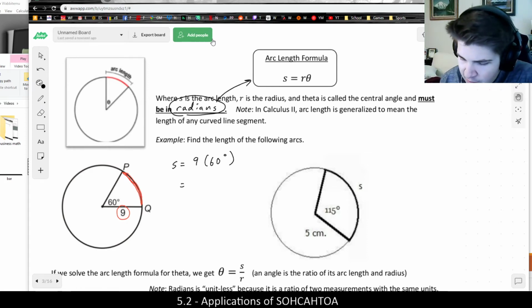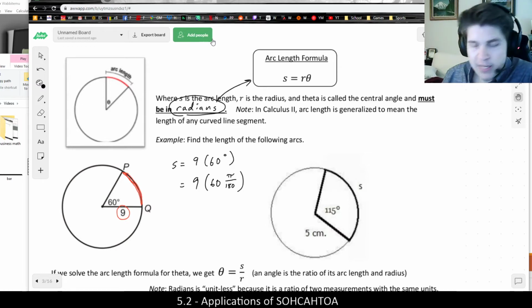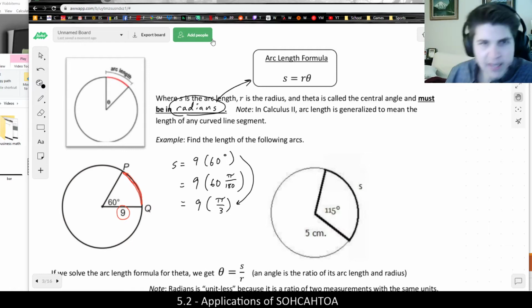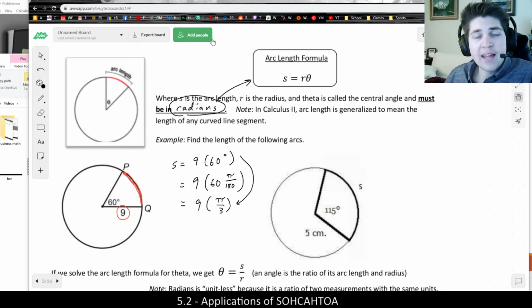I could convert that angle from degrees to radians by multiplying by pi over 180, and that would give me the angle in radians. 60 over 180 is 1/3, or as we know, 60 degrees is equal to pi over 3. So if I convert that angle from degrees to radians, the answer is unitless and it will work in the formula. Plugging in degrees is not necessarily going to make sense in certain mathematical formulas.